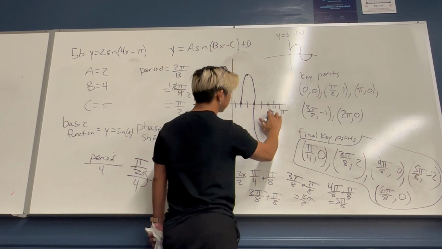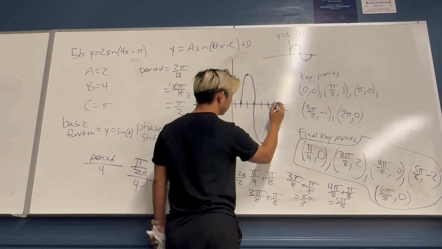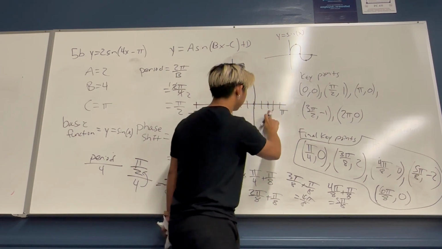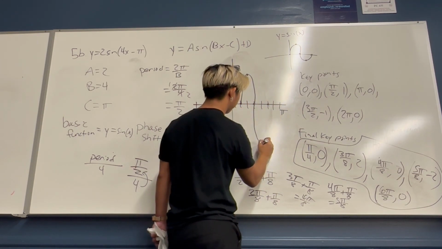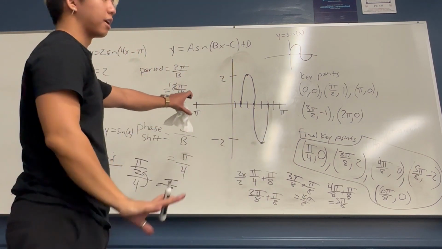Ooh, that's pretty bad. Hold up. Again, that's pretty bad. What in the world? Let's try that one more time. Yeah, there we go. Something like that, right? And so this is what our final graph should look like.